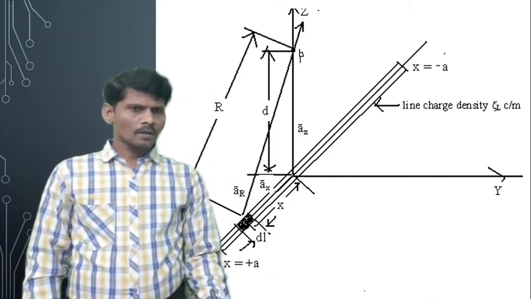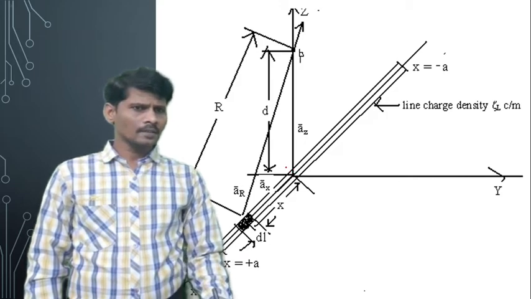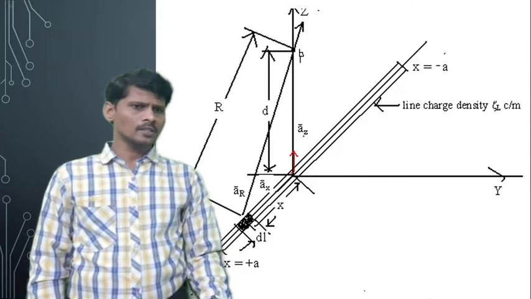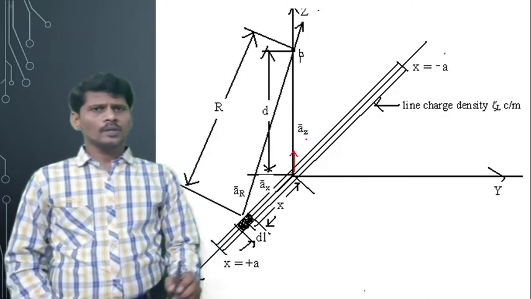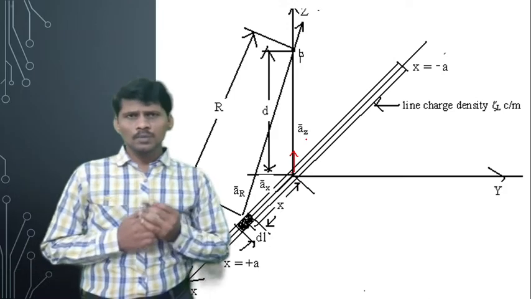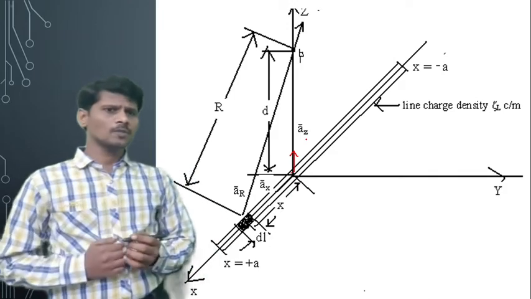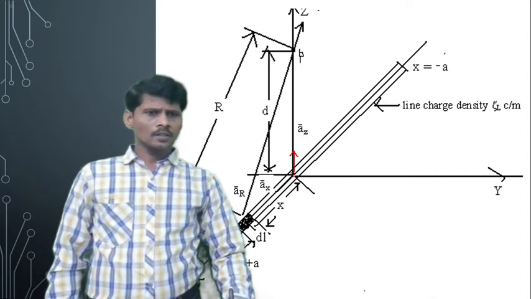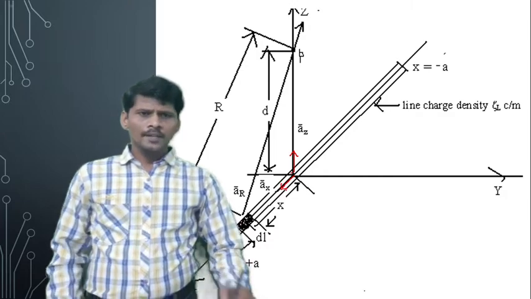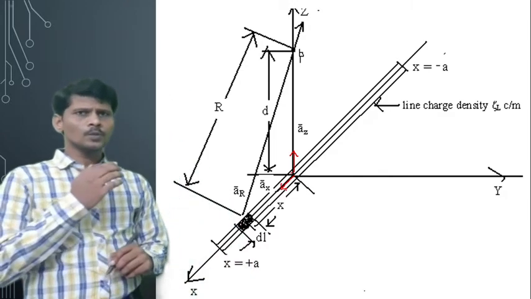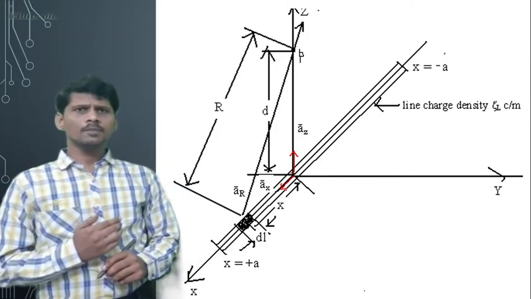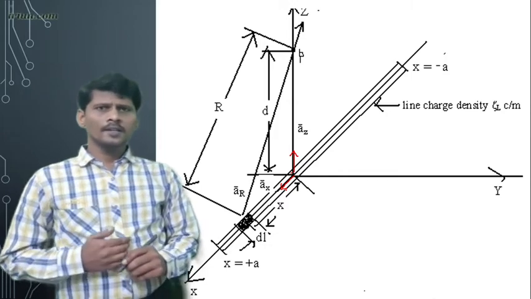So from origin to the point P, the distance is d meter. Along this direction, what is the unit vector? Along this direction, the unit vector is az bar. Here, az bar unit vector is moving towards point P. Because of that, az bar is considered as a positive sign. And what is another vector? Another unit vector is ax bar. Ax bar unit vector is not moving towards point P, it is moving in the other direction. So because of that, ax bar unit vector is considered as a negative sign.